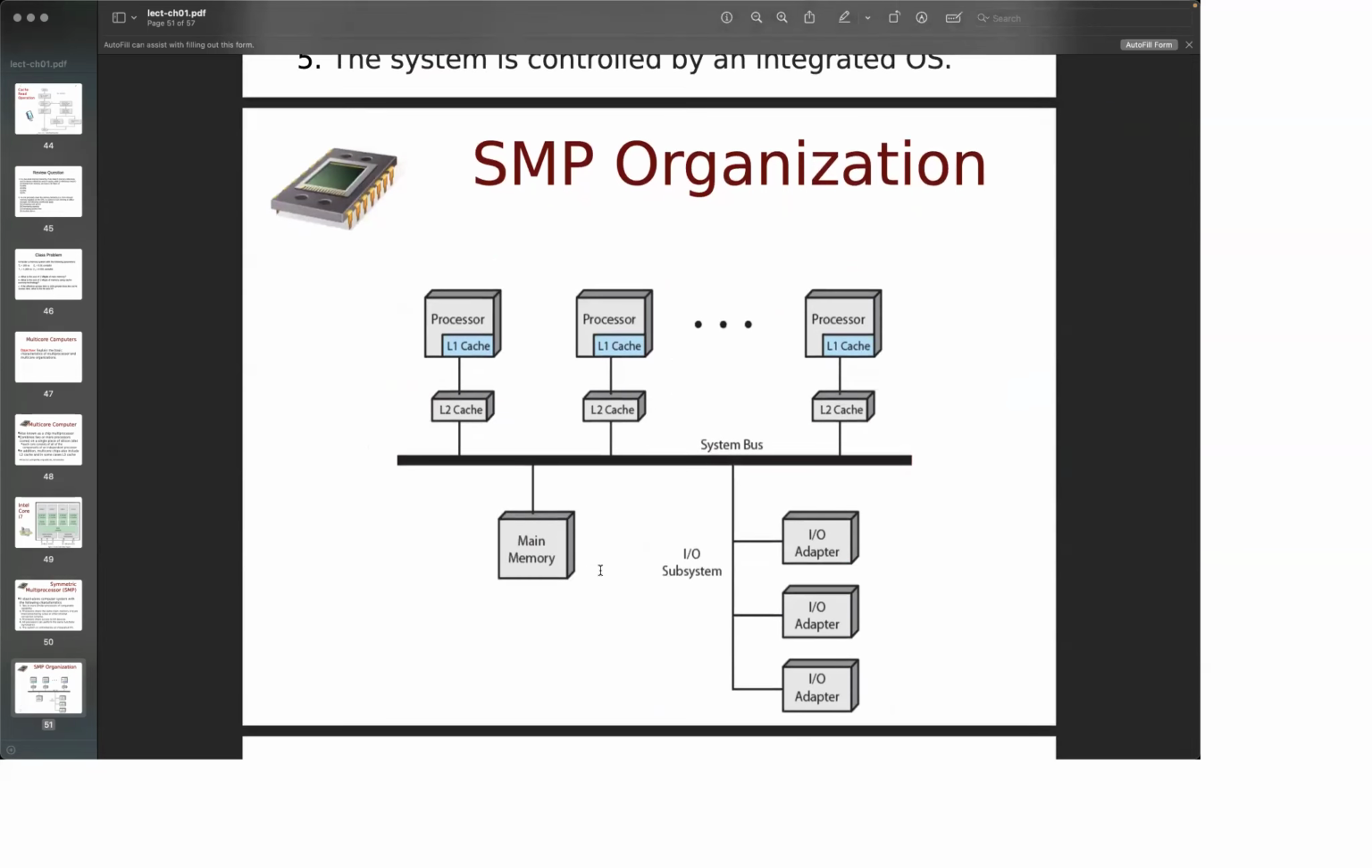If we look at the picture, all the processors have their own cache. Right here, the level 1 is really inside the processor, and then maybe the L2 will be outside. That means on the motherboard, but it's close to the CPU, and they are connected by the system bus. If you're curious what the system bus is, it has to be on the motherboard.